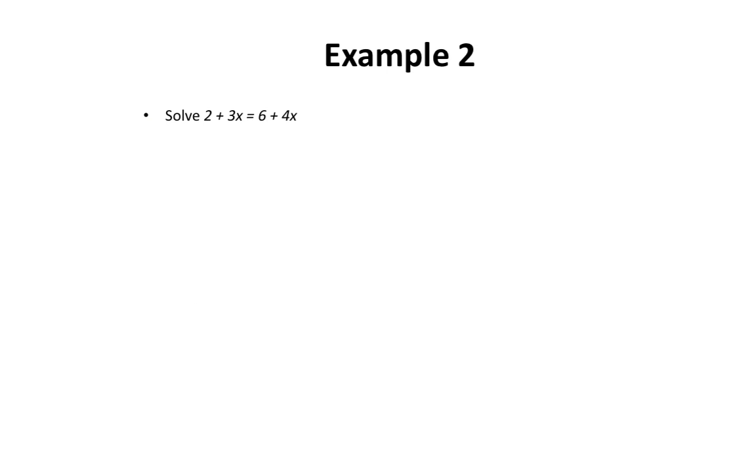In our second example, we want to solve 2 plus 3x equals 6 plus 4x. First thing you want to do is rewrite the question. Next, you want to simplify both the left side and right side of the equation. On the left side, we have two unlike terms, so we're going to leave them as is. On the right side of the equation, we also have two unlike terms. We're also going to leave them as is.